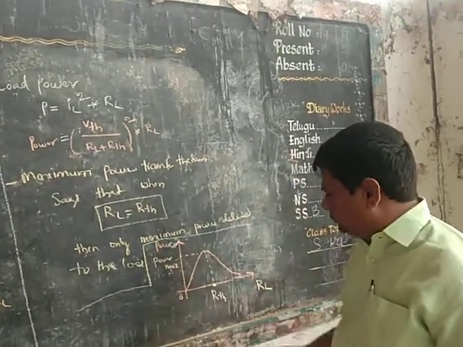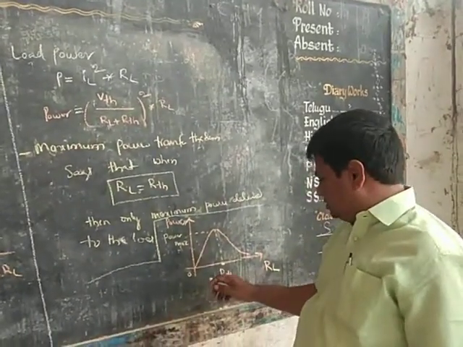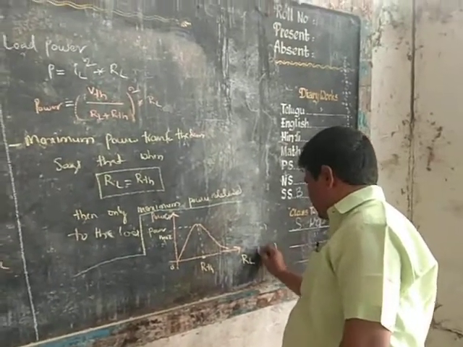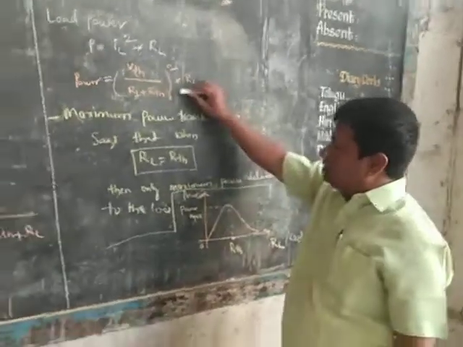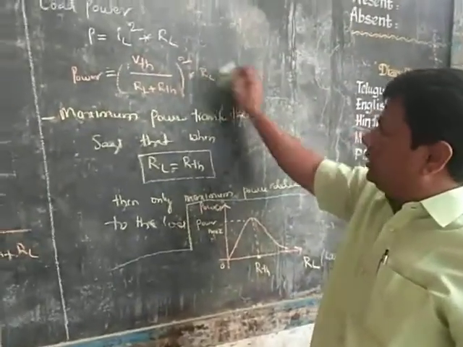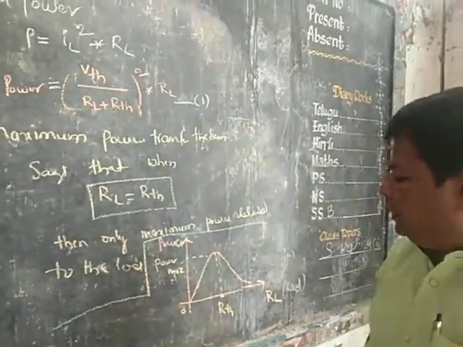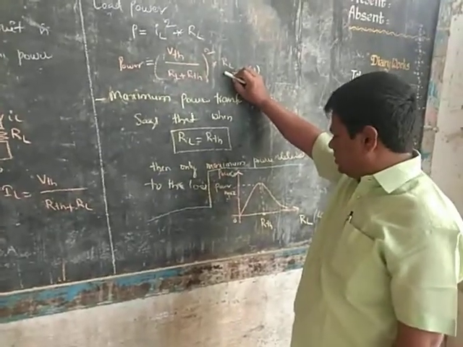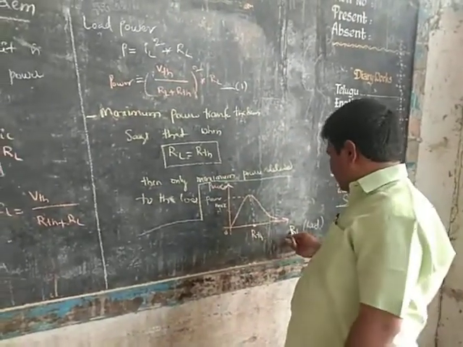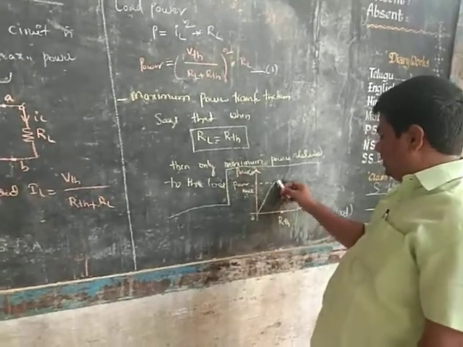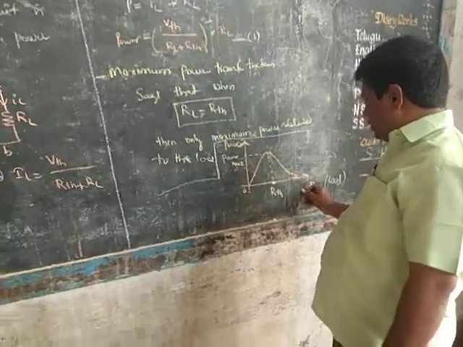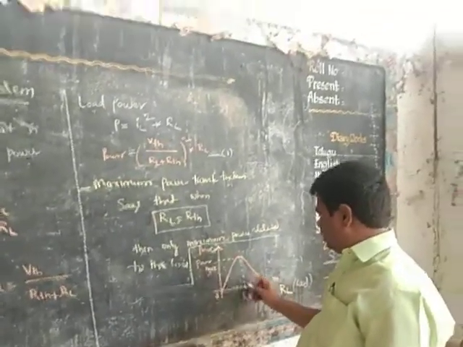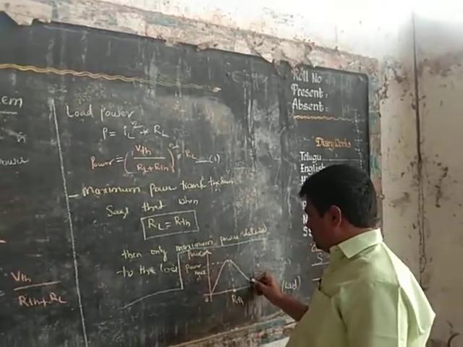Here there is one graph. Observe this graph: the x-axis is load resistor versus power. Substitute different load values in this expression and observe the power. As RL increases, power also increases up to one particular point, when RL is equal to R Thevenin. Then the maximum power is delivered to the load. Beyond that, if RL increases, power reduces.